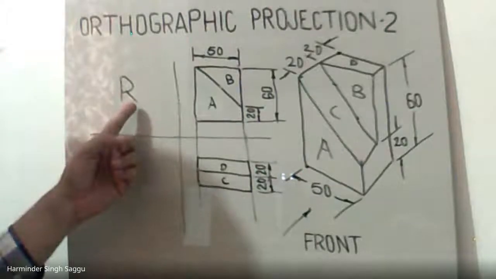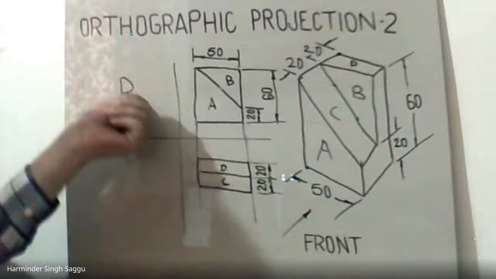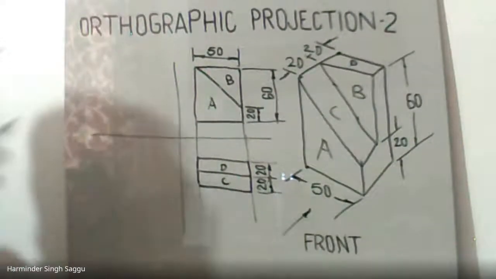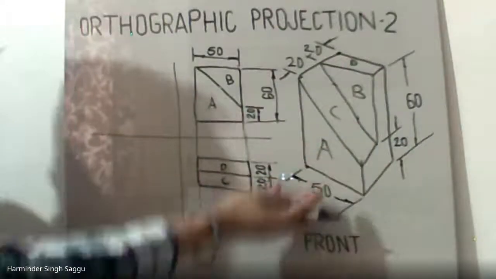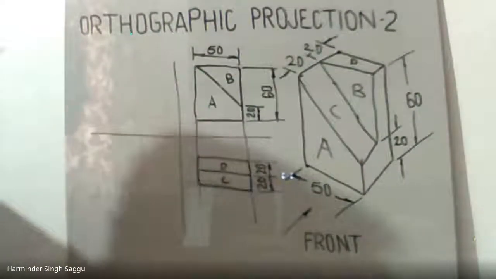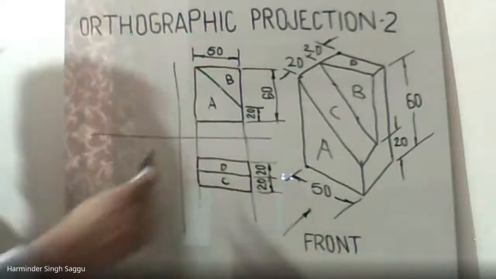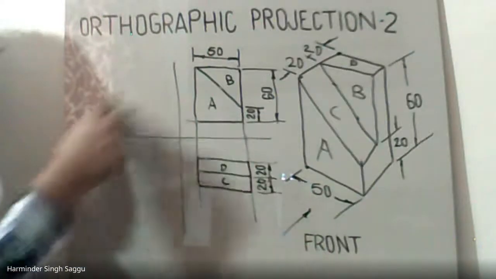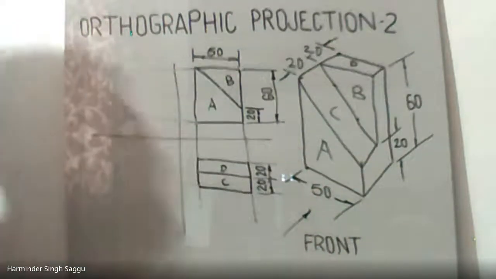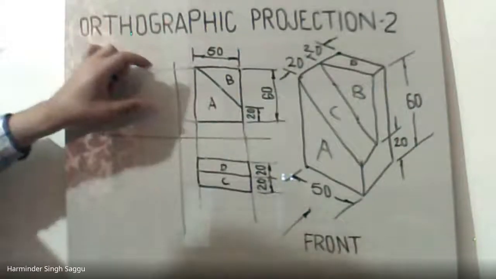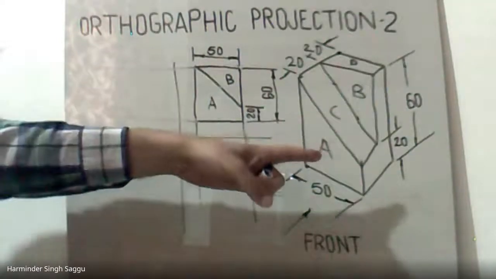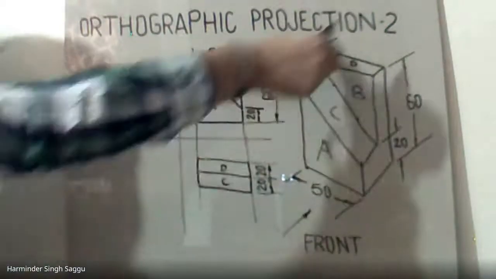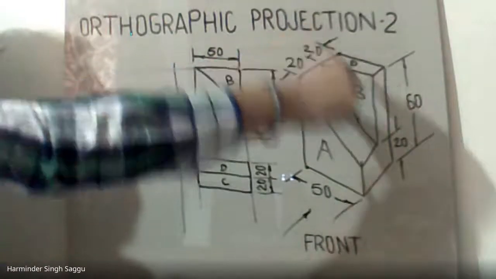Now we will draw its right side view. For the right side view, front is 60, right side also 60. One dimension is common in front and right also. So you have to draw the projectors, light, state. This is 60. Front height is equal to right height. One dimension is common. Now, this 40 is common in top and right.